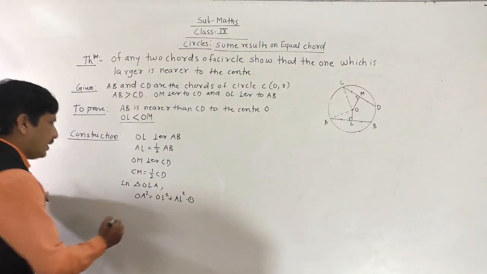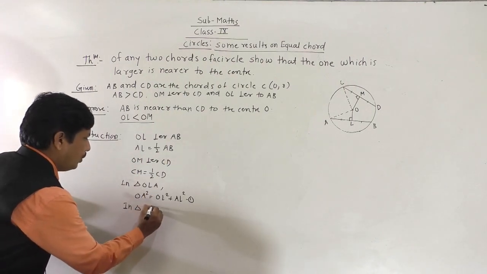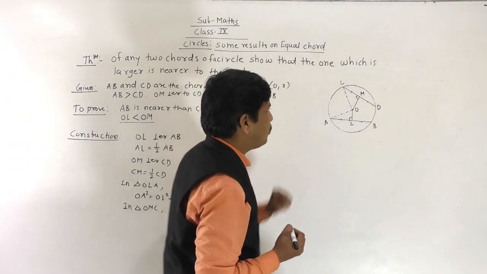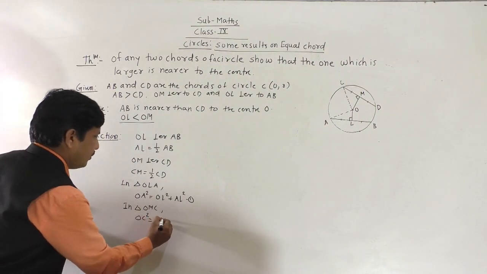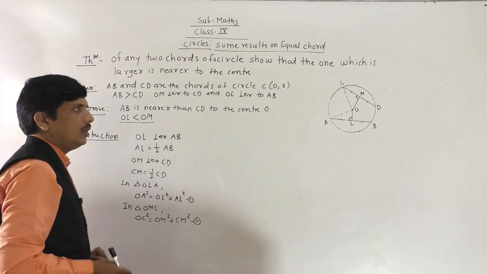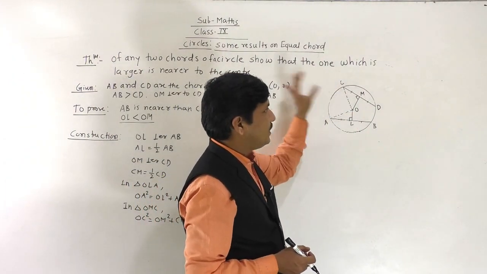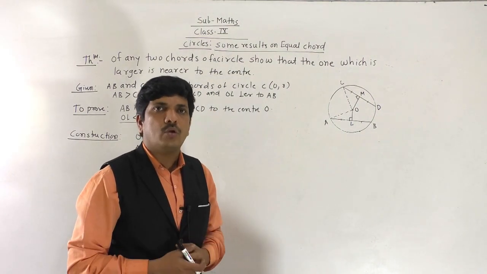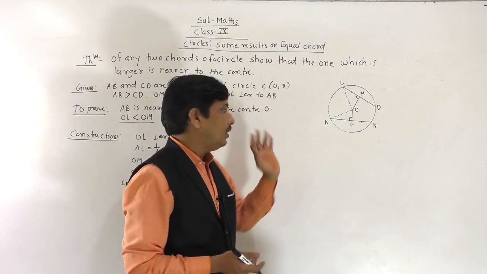Now in triangle OMC, here also we can use the Pythagoras property. This is the hypotenuse. OC square is equal to OM square plus CM square. I am saying this is the second one. But O is the center of the circle, and AO and CO are the radii of the same circle, and both are equal. Radii of the same circle are always equal. So AO is equal to CO. So AO square, here we can use that.